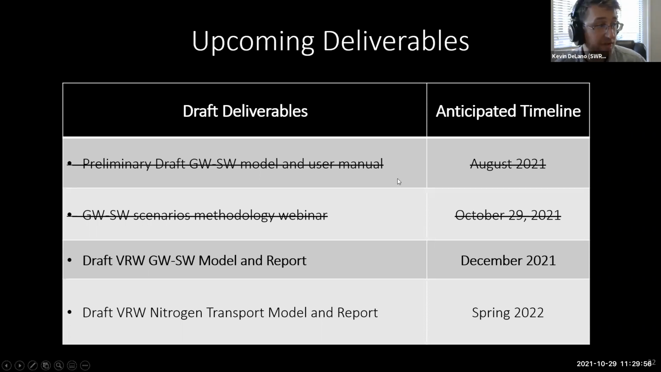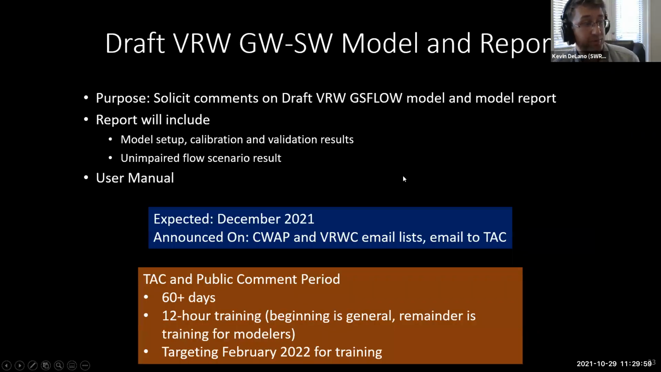So a little more on the deliverables. We'll be releasing the draft Ventura River groundwater surface water model report in December. We'll announce it on our State Water Board email list, and I'll also forward that announcement to the Ventura River Watershed Council email list. We'll also send out an email to the Technical Advisory Committee announcing the release. The purpose is to solicit comments on the model and model report and to teach people how to use it.